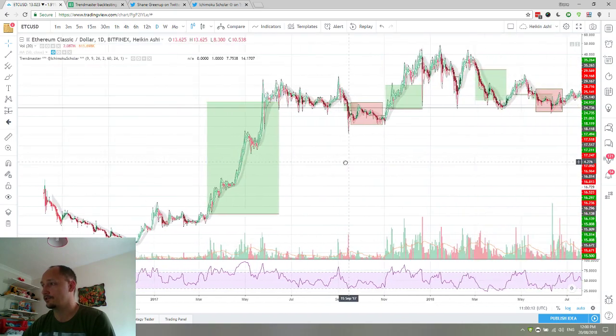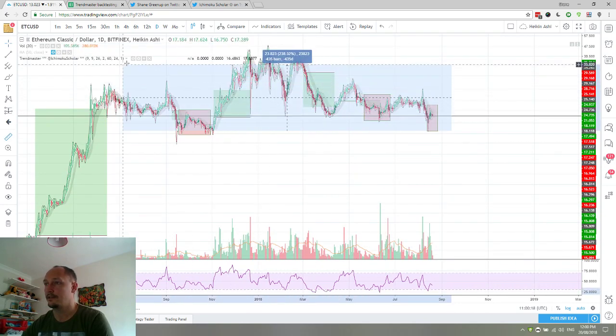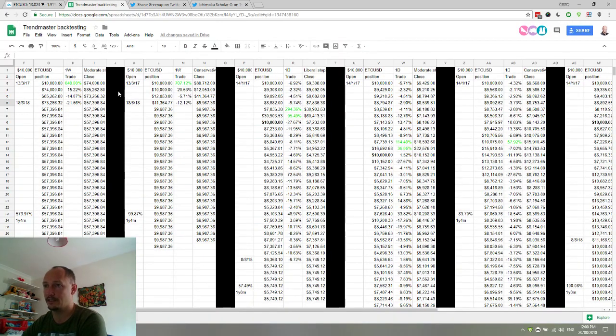I have to assume, as a conservative trader, that this is the norm, and so that's why going through all this testing, as long as I left that bull run in it, I was getting amazing results. 500%. This one, 347% on the daily with liberal stops.